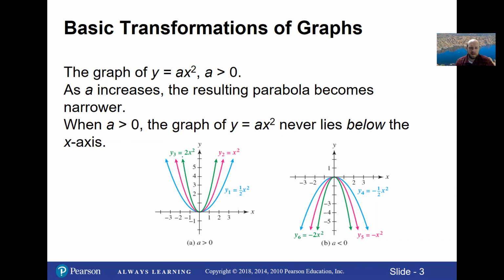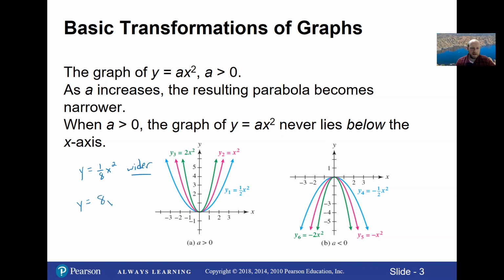So this is this green graph right here. This is 2x squared, so it gets closer to the y-axis. Our graph of y equals x squared is right here. That's our base function. But this is 1/2 x squared, so that's a little bit wider. It widens out from our base function of y equals x squared. Now if I had something like y equals 1/8 x squared, that's going to be even wider, even farther away from the y-axis. So I'll just say this is wider.